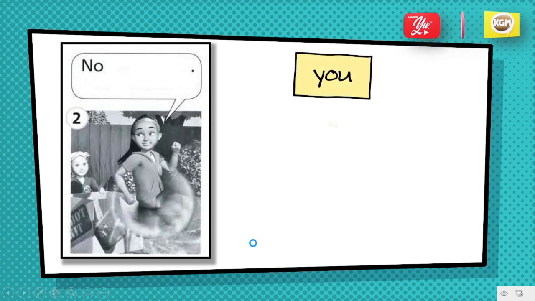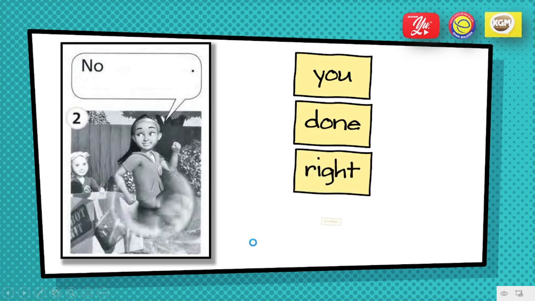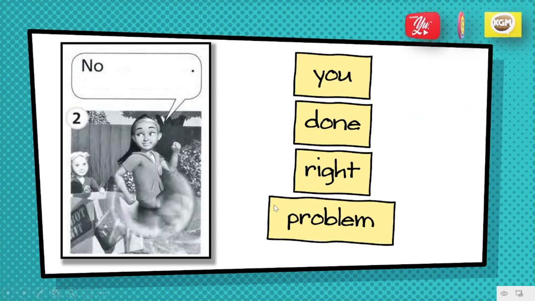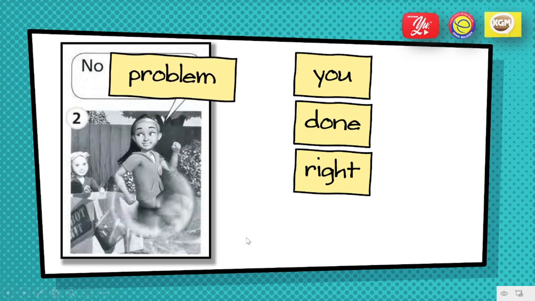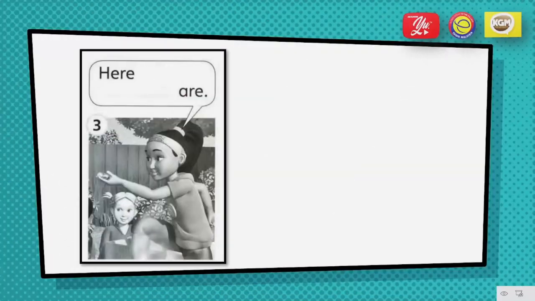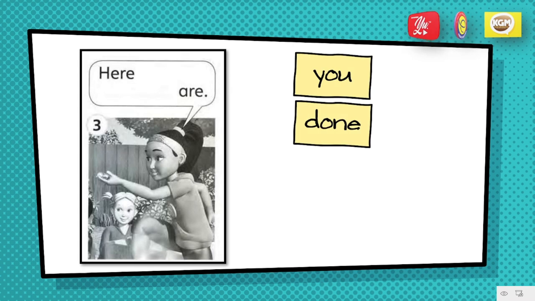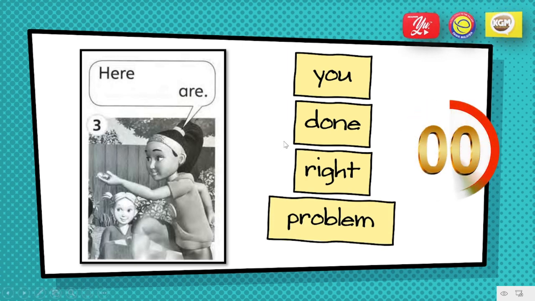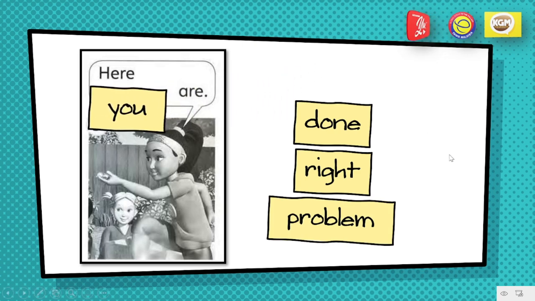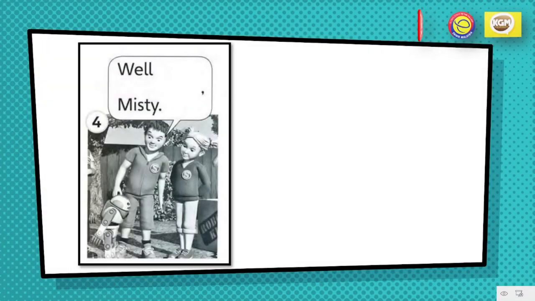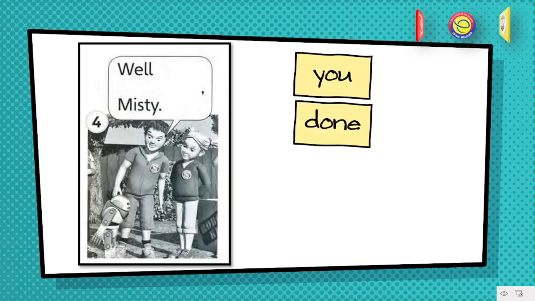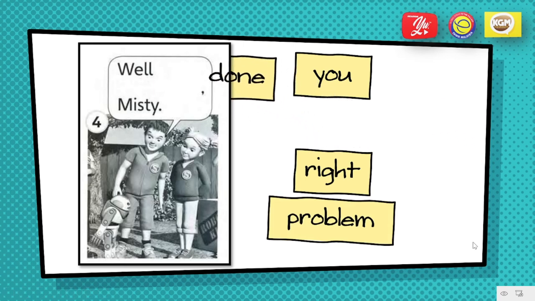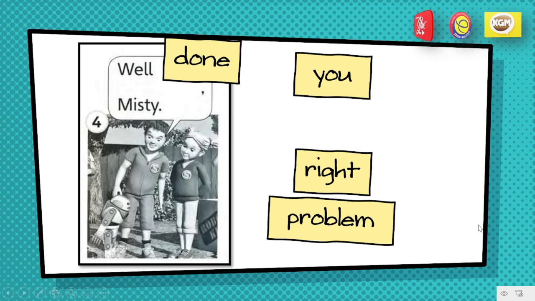So, what do you think is the answer? Adakah jawapannya you, done, right ataupun problem? What do you think? Yes, the answer is problem. Good job. Moving on to question number 3. This one. So what do you think? Is it you, done, right or problem? Yes, the answer is you. Here you are. Next one. Well, blank, Misty. So what do you think is the answer? Is it you, done, right, or problem? Yes, jawapannya adalah well done, Misty. Well done to you guys also.